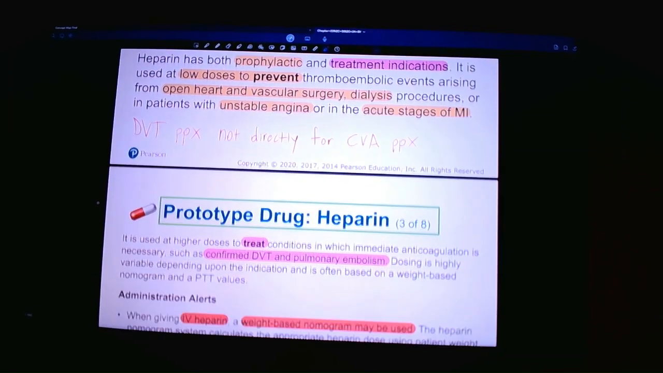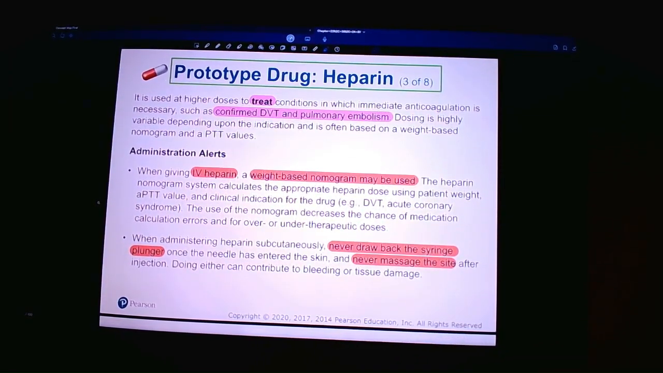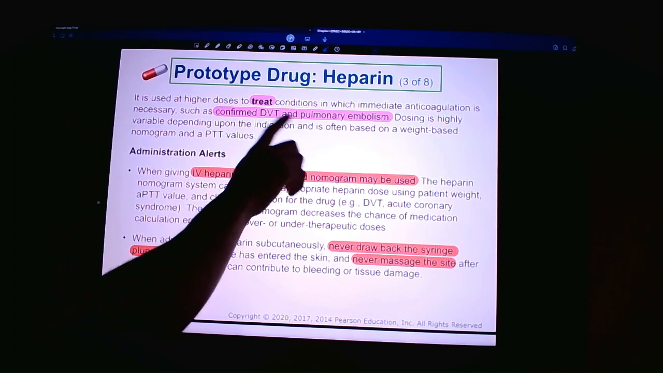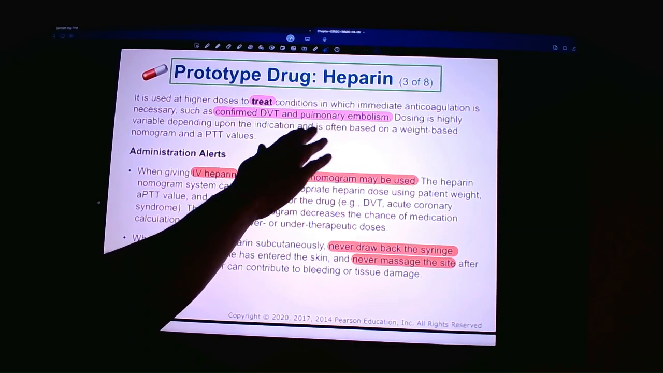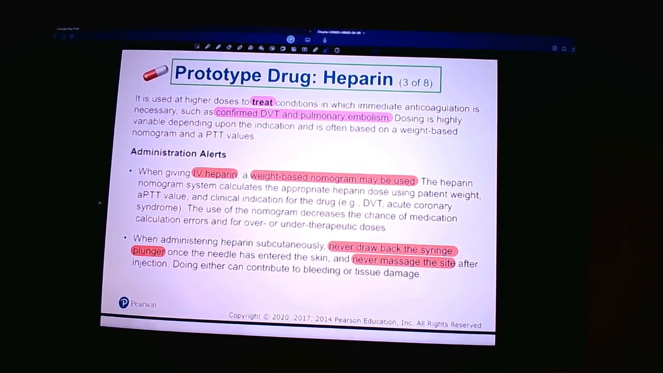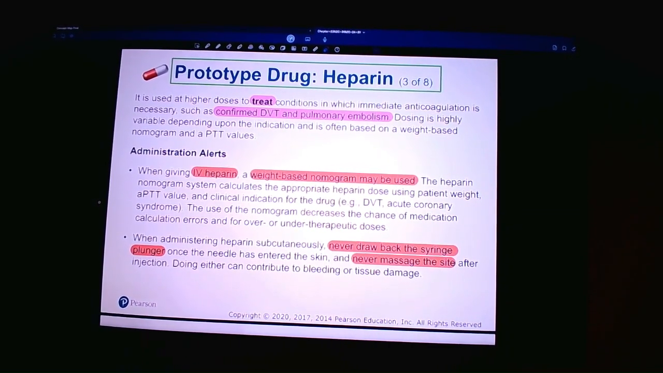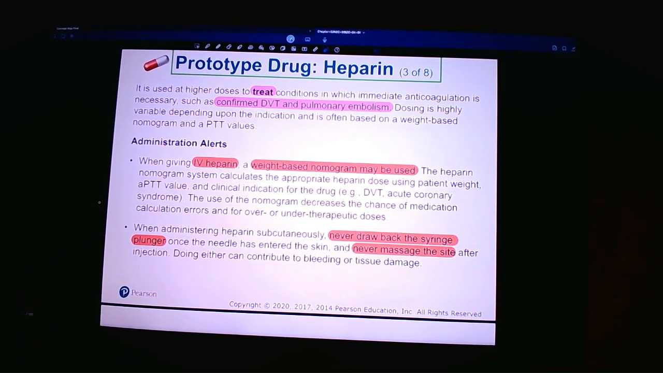So we're going to move on, right? And here's that treatment that we were talking about. It's given for a confirmed DVT or a pulmonary embolism, but again, it's only given to prevent that embolism or DVT from getting bigger. That's all it is. It's not going to break it down, because there's a different drug for that that actually does that job. For administration alerts, right?